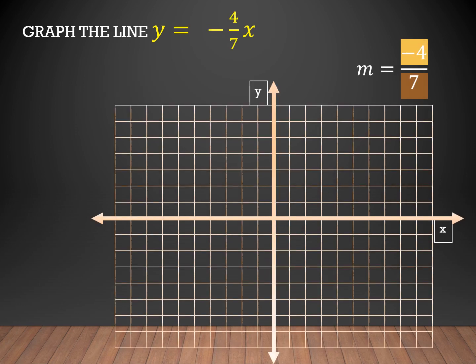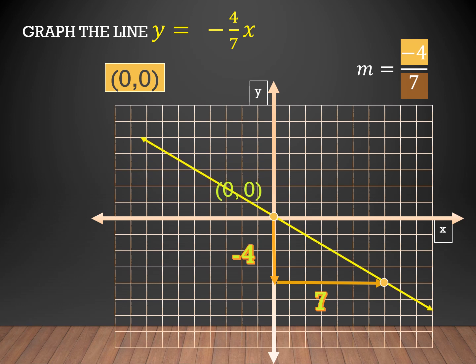Another example, we're going to graph the line y equals negative 4 over 7 x. Now here, the y-intercept is the origin. Now the rise is negative 4, so we're going to go down by 4 units. Then the run is 7. Since it's positive, we're going to go to the right by 7 units. Now where do you stop? Plot this point, join the 2 points, and that's your line.